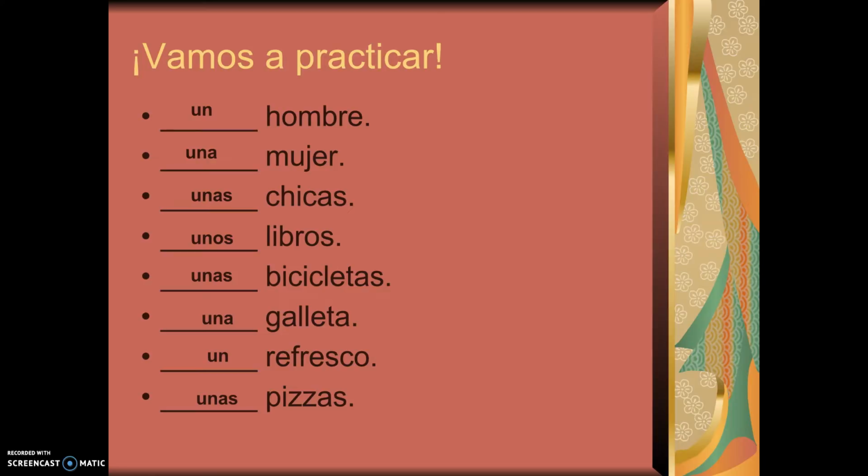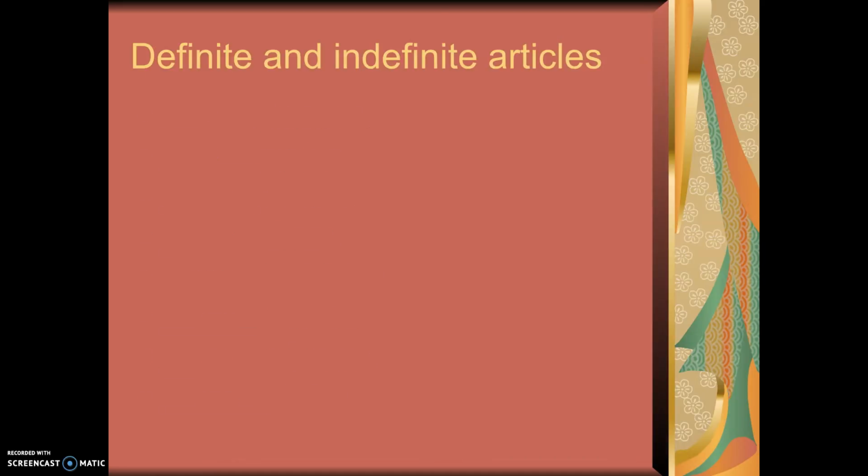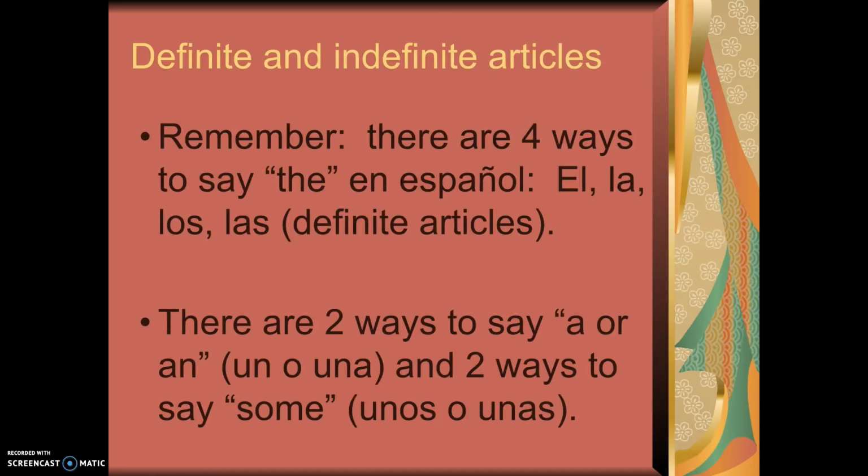Okay, now just a couple things. Remember there are 4 ways of saying the in Spanish. El, la, los, or las. All right, those are ways of saying the. Okay, now there are 2 ways of saying a or an. It's un or una. And 2 ways of saying some. It's unos and unas. Okay, and those are my indefinite articles.